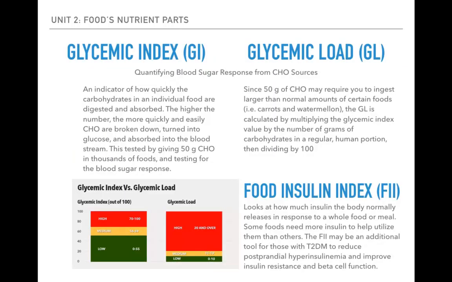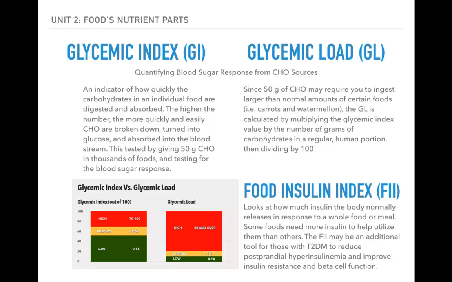So what if we want to quantify our blood sugar response from these carbohydrate sources? Well, you've probably heard of the glycemic index, and this serves as an indicator for how quickly an individual food can be digested and absorbed and show up in the bloodstream.